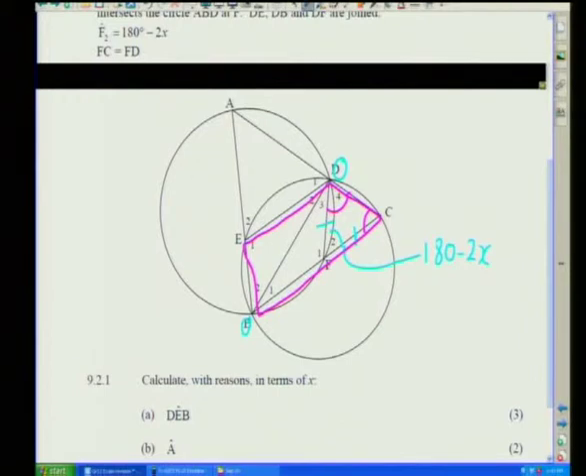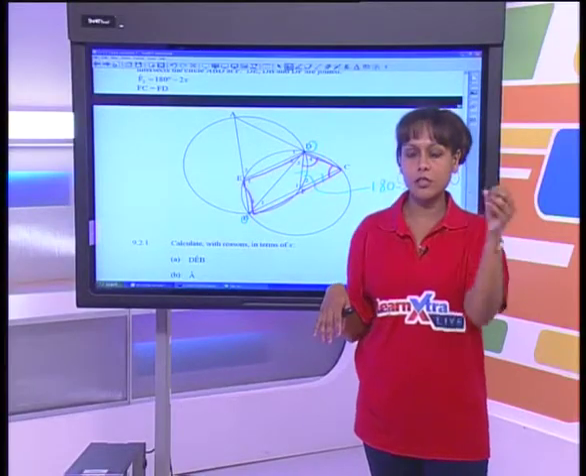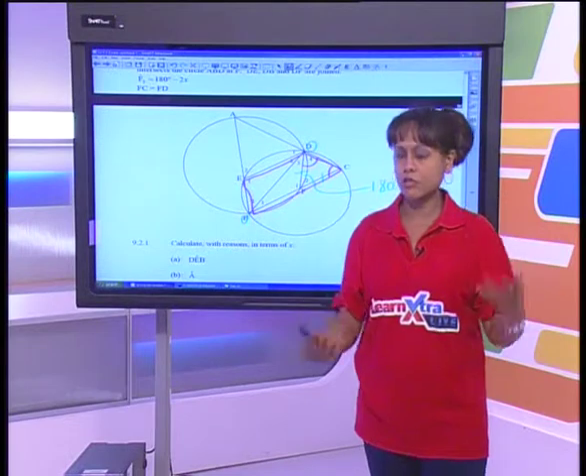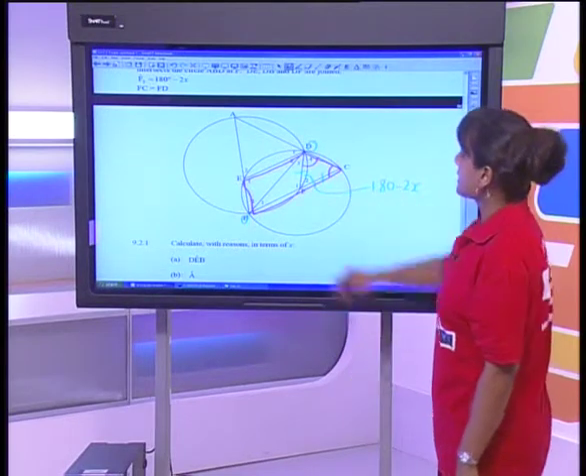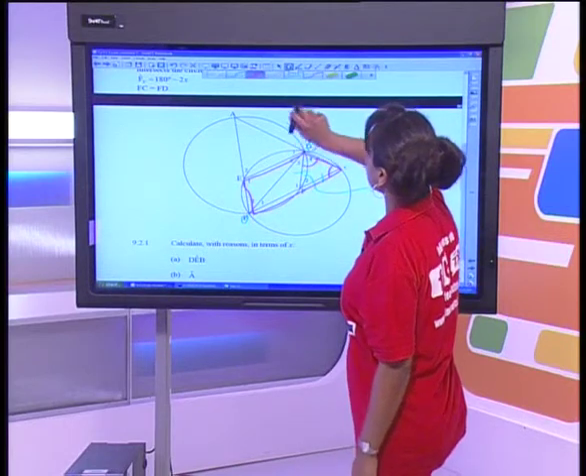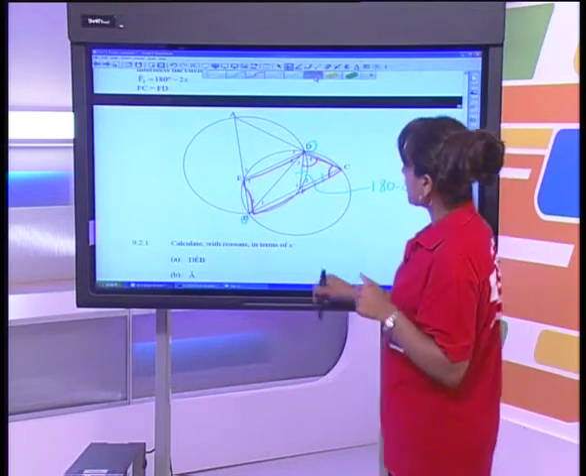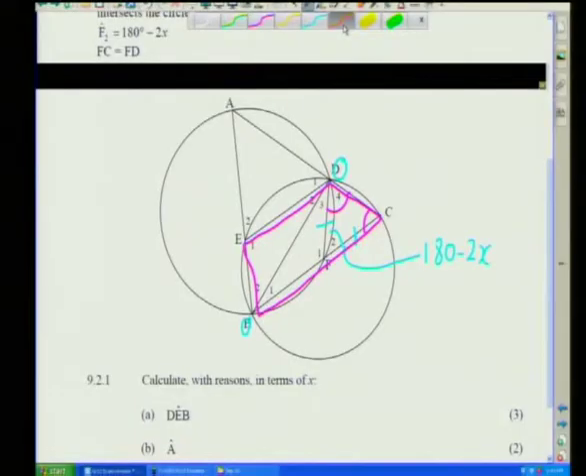Remember, when you've got cyclic quads, there's things like exterior angle is equal to the interior opposite angle, those theorems that you've got to remember. So we've got one cyclic quad there, and let's look at the other circle and see if we have another cyclic quad.